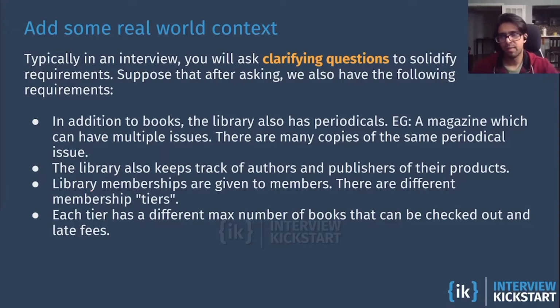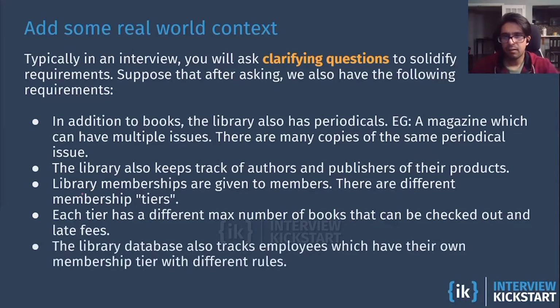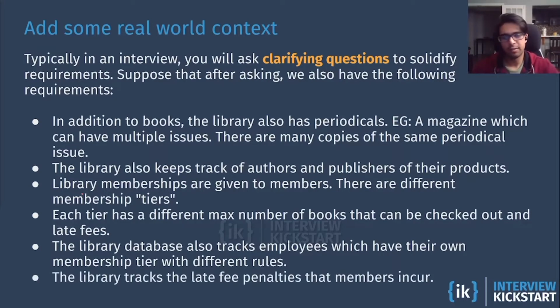So some maybe have more late days. Maybe if there are free memberships, that has a lower leniency period, and so on. We also track employees with their own membership tier and different rules. Okay, that makes sense. If the library has people working with them, they're going to track their memberships and have them as employees. And the last point here, they also track the late fee penalties that members incur. Makes sense because if we're tracking those transactions, the library also likely wants to track how many books are outstanding, how much late fees they might have collected throughout the year, how much is outstanding, and so on.